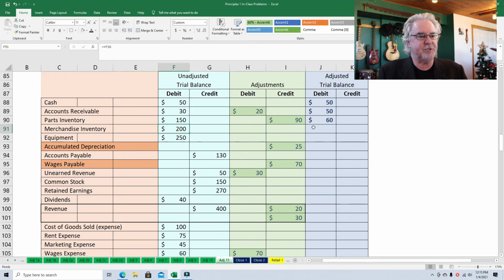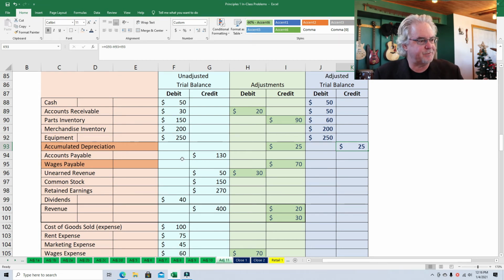There are no adjustments, so we will put it over here at 200. Equipment, 250, debit, no adjustments. Put it right there. Accumulated depreciation. Now there's nothing in the unadjusted trial balance, but we are crediting it for 25. So the adjusted trial balance will be 25. There you go. Nothing plus 25 is 25.